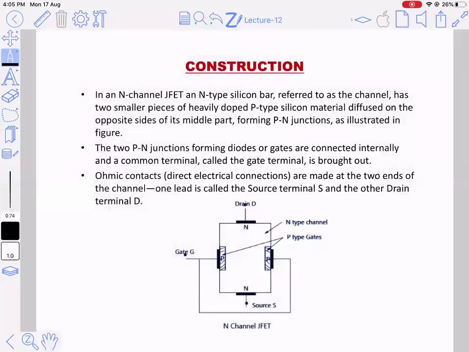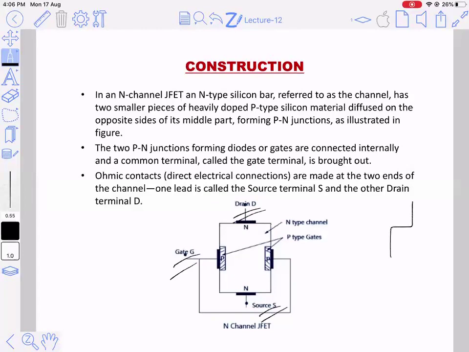We saw the construction of N-channel JFET, right? So in N-channel JFET, you have the channel which is of N type, and on both the sides you have P-type semiconductor material, right? So you have two PN junctions, as you can see here, which are formed over here. And if you remember, we spoke that JFET is a three-terminal device, right? Which are those terminals? You have gate, you have drain, and you have source, right?